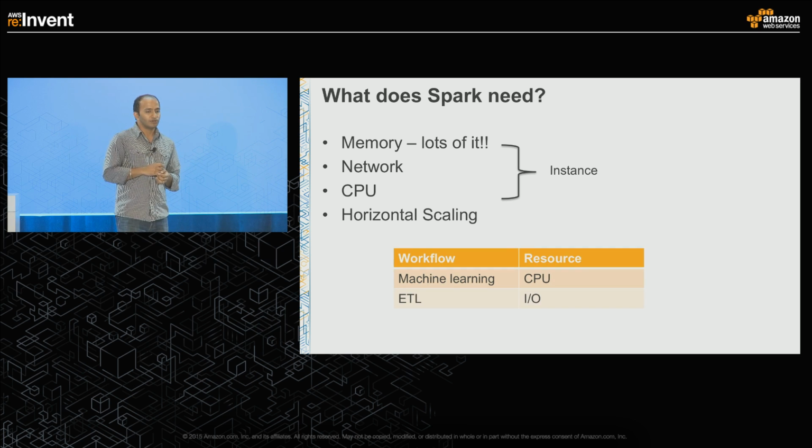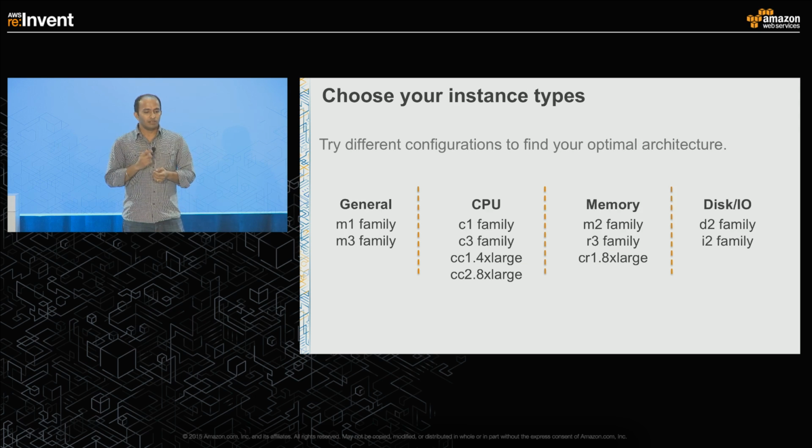So let's look at the type of workloads and the resources you need for them. For machine learning, it's more CPU intensive. You need a machine that is CPU intensive. If you're doing an ETL processing job, look for a machine which has more I/O resources. So these are the different instance types which you can see in EMR. First is the general instances. They are the M1 and M3 family. The CPU instances, C1, C3, and then we have another class of memory-intensive machines, and then the disk I/O machines, which would have huge storage.